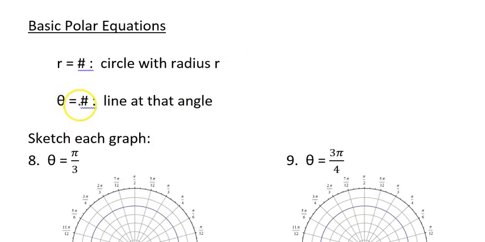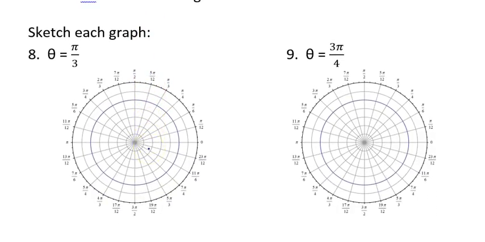If theta equals a number, it is a line at that angle, and it will continue in both directions, not just starting at 0. So, for example, number 8 is asking me to sketch the graph of theta equals pi over 3. So I'm going to use the computer here. Theta pi over 3 is right here. I'm going to draw the line that goes all the way through pi over 3 and through the other side. So this entire line here.